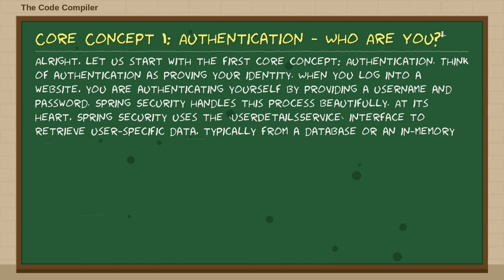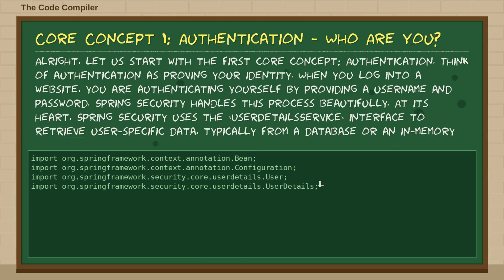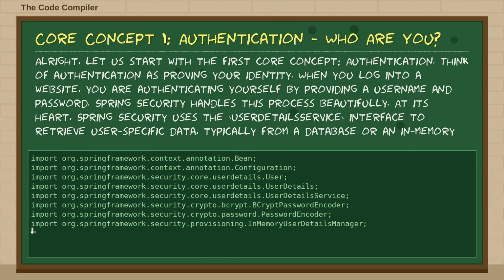Crucially, we never store passwords in plain text. This is where the password encoder comes in. It is responsible for encoding passwords when a user registers and matching them during the login process to verify the provided password against the stored, encoded one. A common and highly recommended implementation is BCryptPasswordEncoder. Remember, strong password hashing is non-negotiable for security.